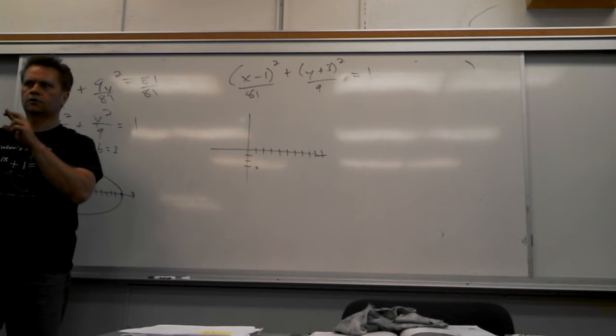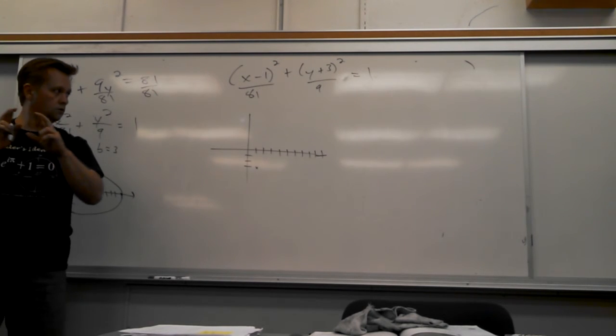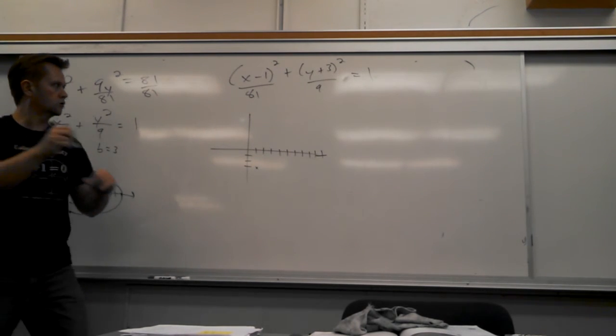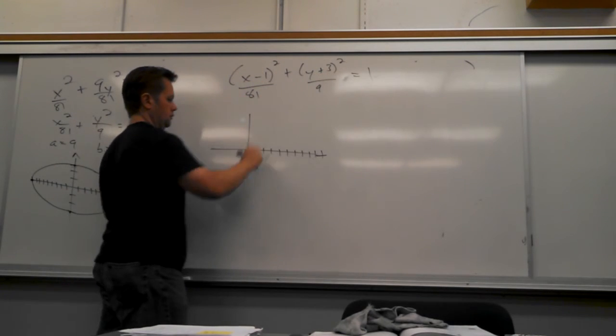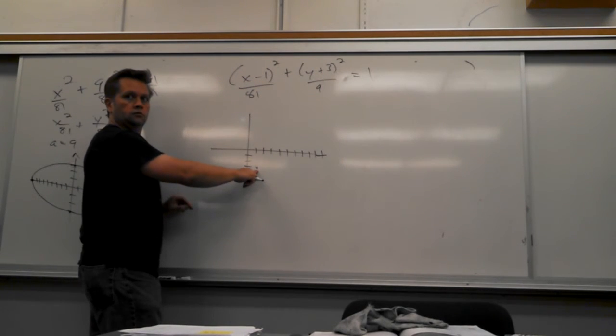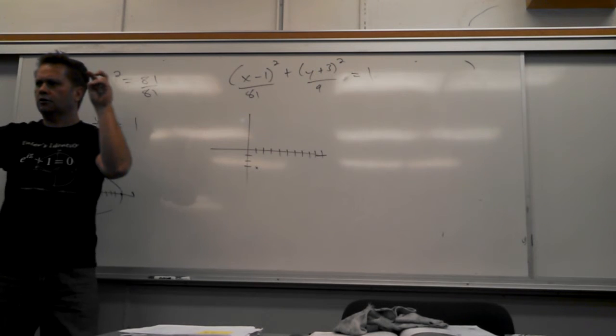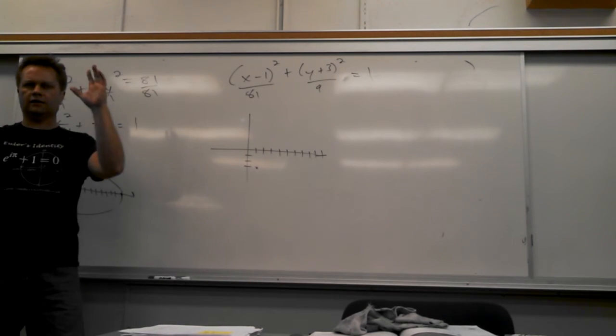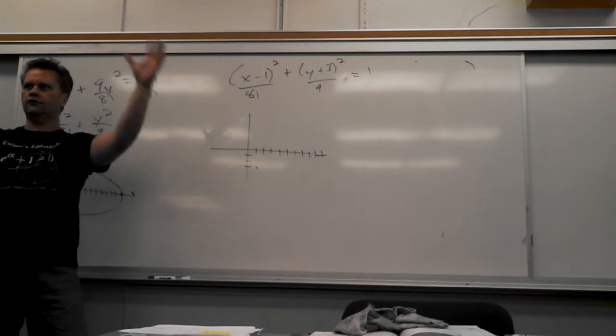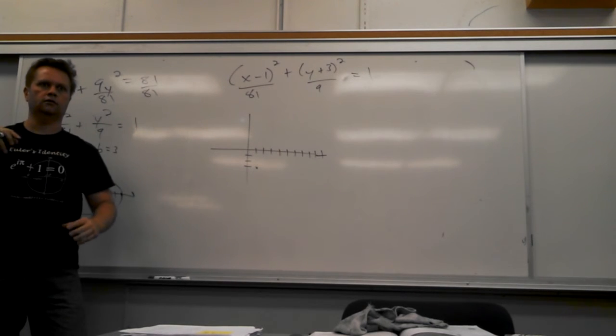Uh-oh, what's up? So, what are we looking for? So right 1, down 3, bam. That's the center. Well, that's the center, right? An ellipse doesn't really have a center, but there's still the center of where I count from. Let's say it like that.